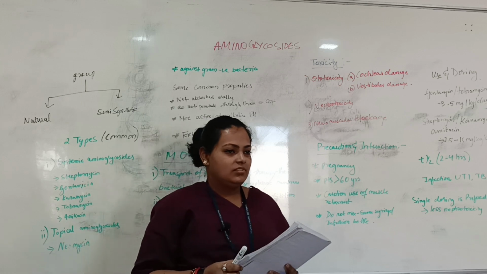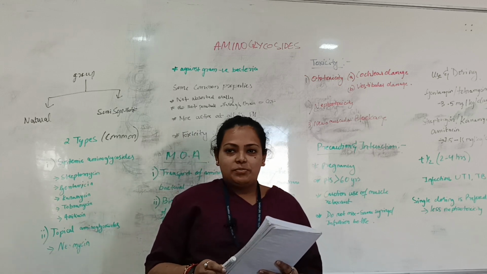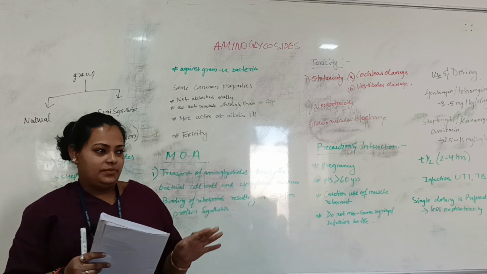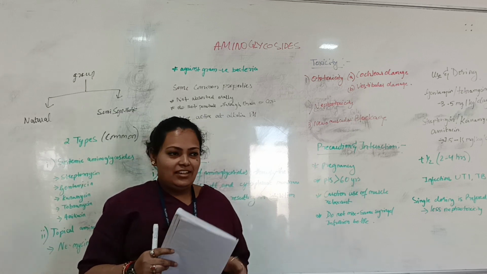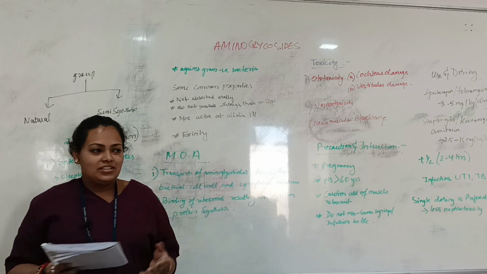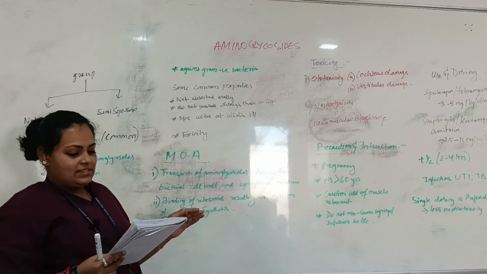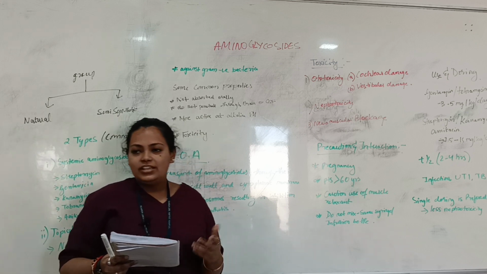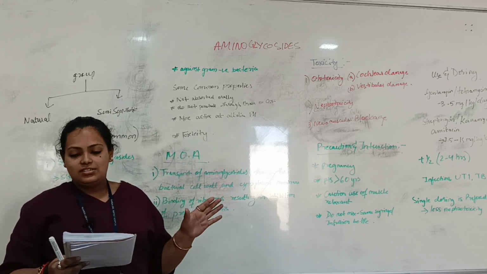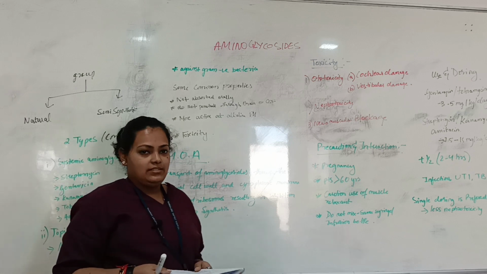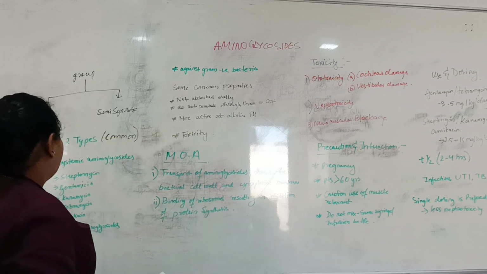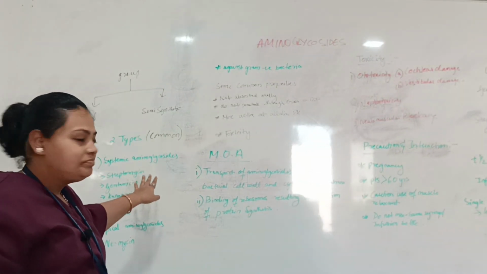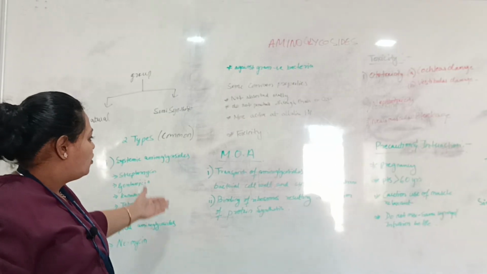Anything? Okay. Basically, the discovery of aminoglycosides was for a purpose. It's not like penicillin, which was a random discovery. This was discovered for the treatment of TB and other infections, and it works against gram-negative bacteria. There are two groups, natural and semi-synthetic, and there are common drugs.